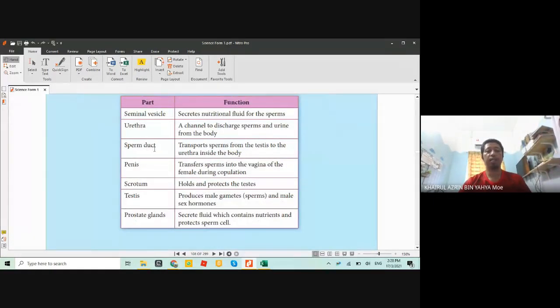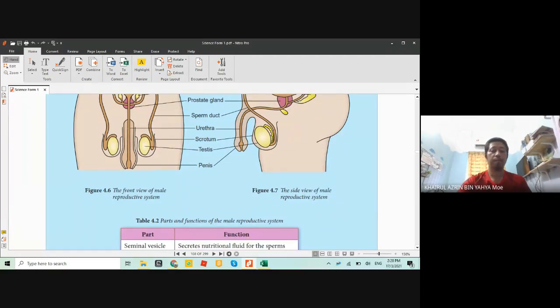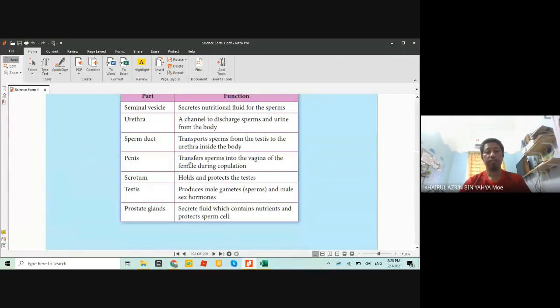Okay. And then sperm duct, transport sperm from the testes to the urethra inside the body. From this one, from testes go inside the urethra. This is sperm duct. Okay. Penis, transfer sperm into the vagina of the female during copulation. So penis in male, vagina in female. Okay. Scrotum holds and protects the testes. Testes produce male gametes, or we call as sperms, and male sex hormones. And the last, prostate glands, secrete fluid which contains nutrients and protects sperm cell.